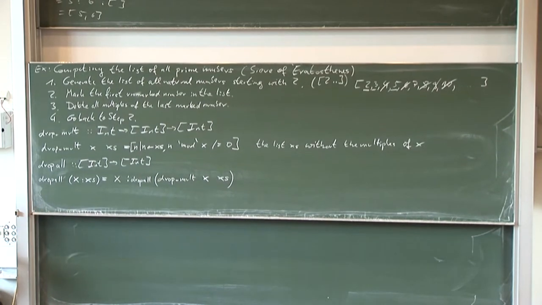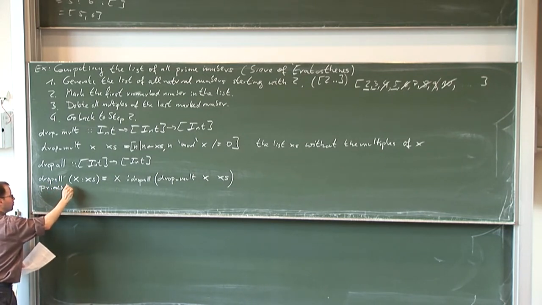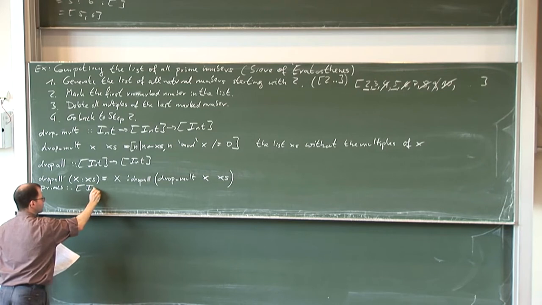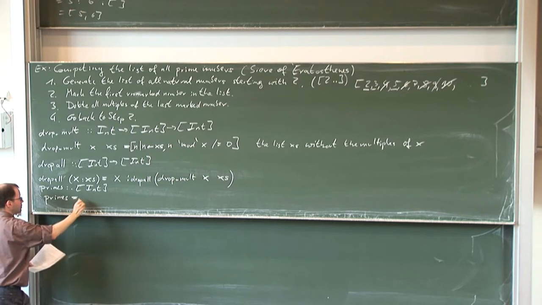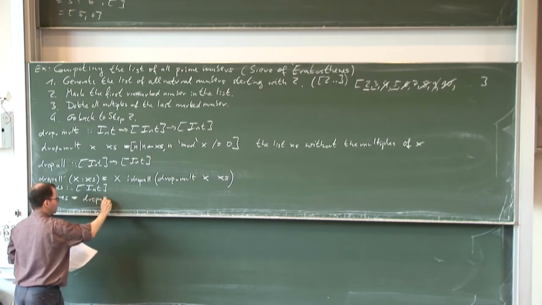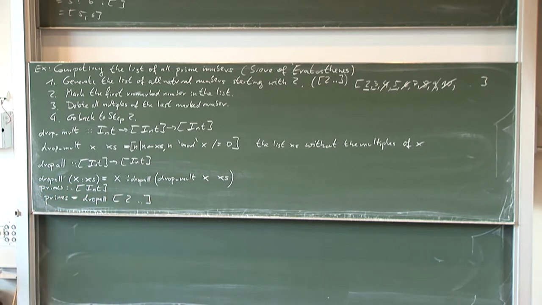Okay, and if we have all this, we can now define the algorithm primes, which gives us the infinite list of prime numbers. So primes is simply a list of integers. And primes is just this function drop all called on the list which starts with 2. So this here is the implementation of the sieve of Eratosthenes in Haskell. Now, again, this is not very long. I mean, there are 6 lines and 3 of them are type declarations.